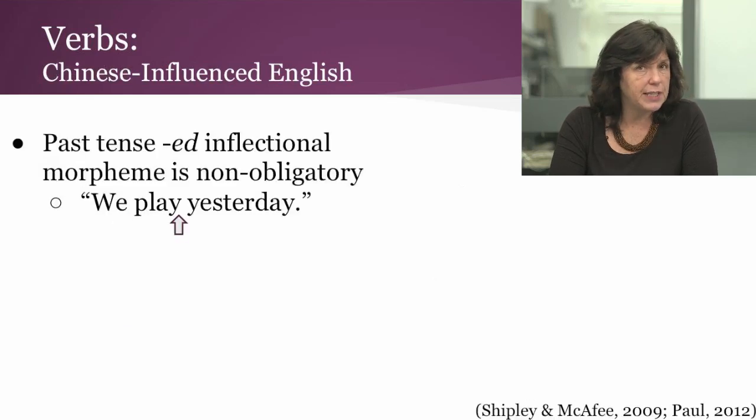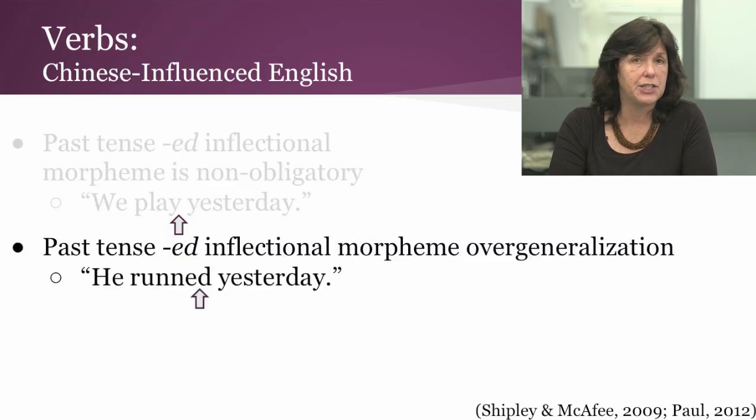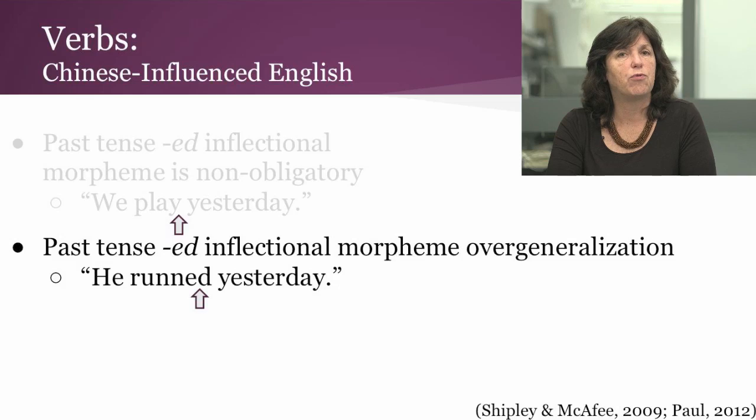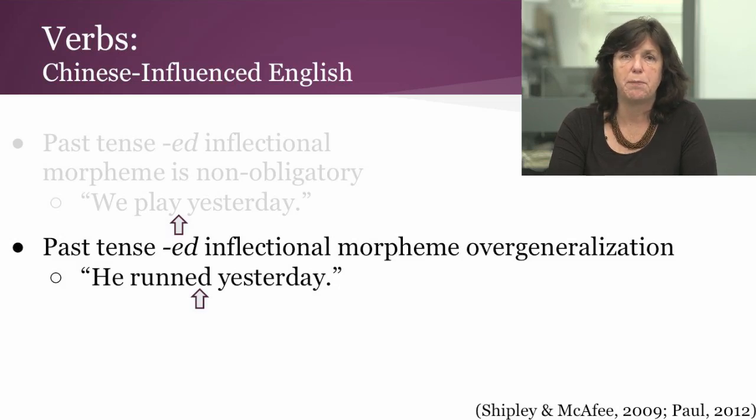In Chinese-influenced English, the past tense ed inflectional morpheme is not obligatory. So you might see an utterance like, we play yesterday. You can also have an overgeneralization of the ed inflectional morpheme. Remember, run is one of our irregular past tense verbs in Standard American English. The past tense form of run is ran. Adding the ed inflectional morpheme to form the past tense ran is an overgeneralization of that rule.